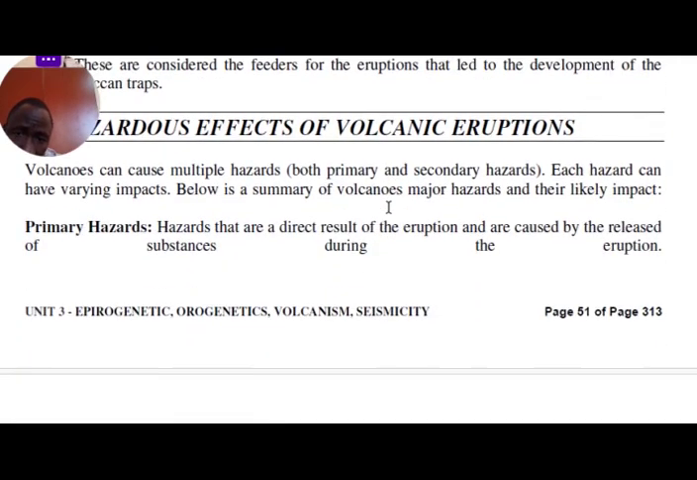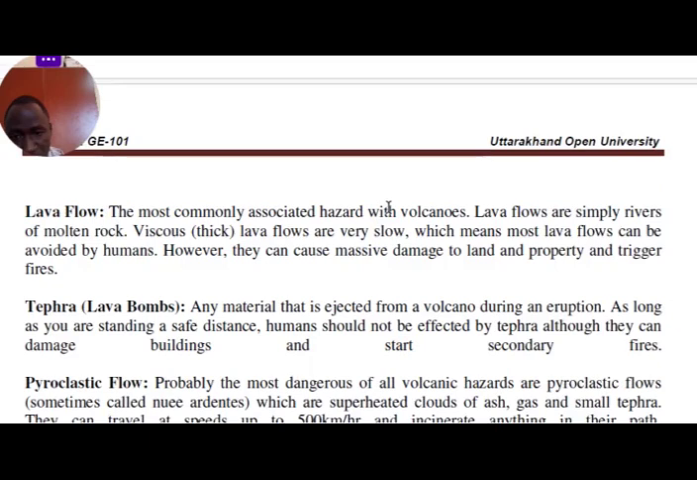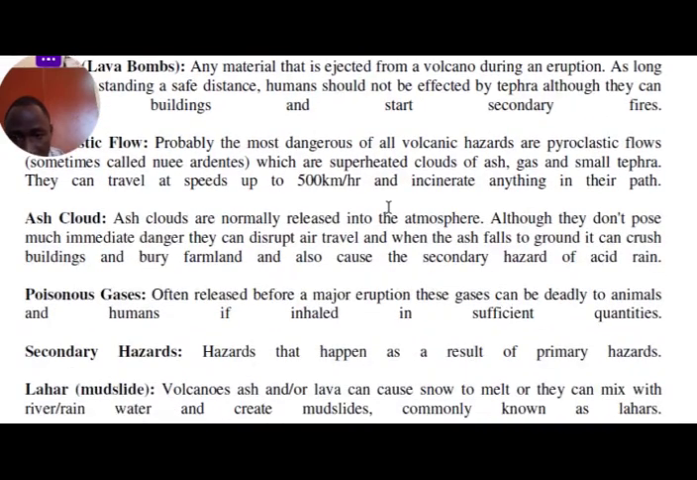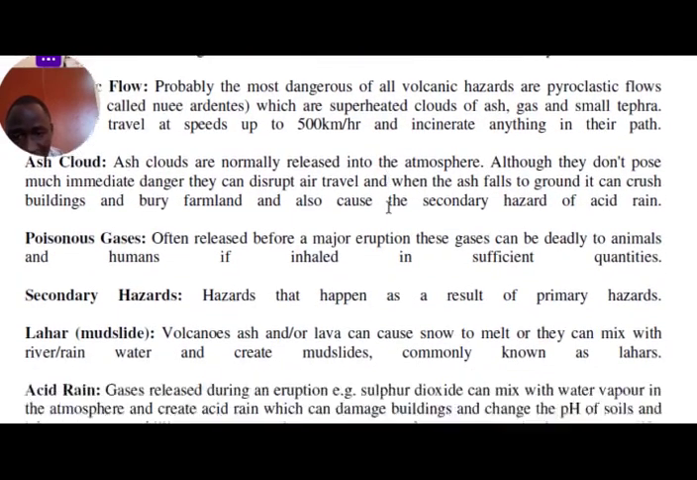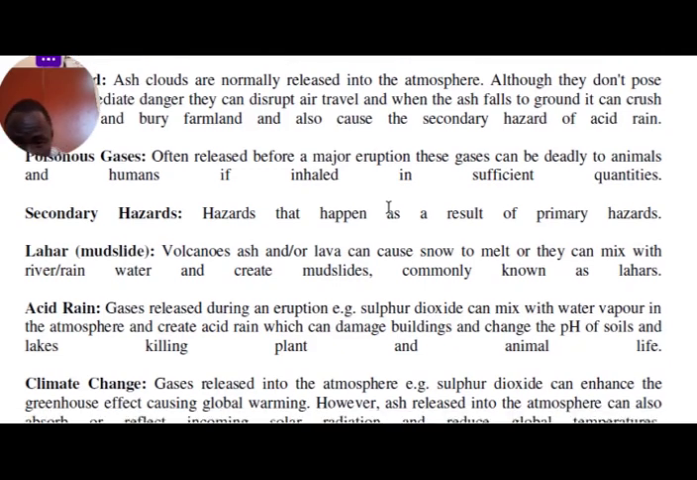They are talking about the primary hazards that result directly from eruption, caused by the release of substances during the eruption. Then they talk about the lava flow, pyroclastic materials, and poisonous gases. Then there are the secondary hazards that come as a result of the primary hazards. Then you have what we call mudslides.